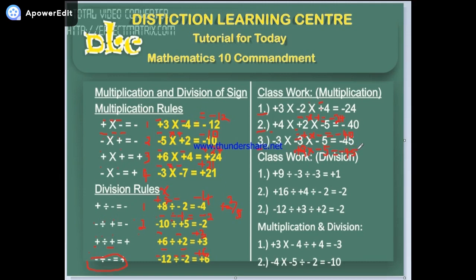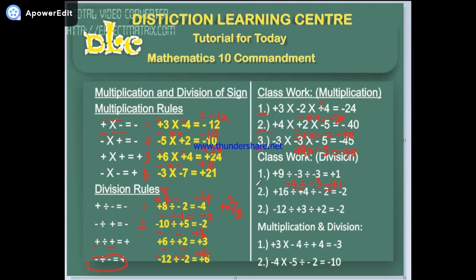Now the next classwork is under the division rule. We have known all our division rules in the previous lesson. So now let's move forward: plus 9 divided by minus 3. Plus divided by minus is minus, and 9 divided by 3 is 3. You now use that to divide minus 3. Minus divided by minus will give us plus, and 3 divided by 3 will give us 1.